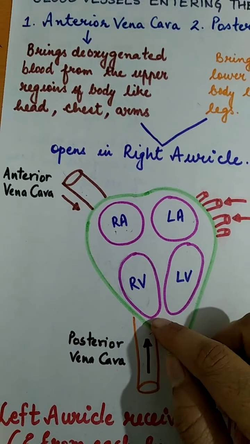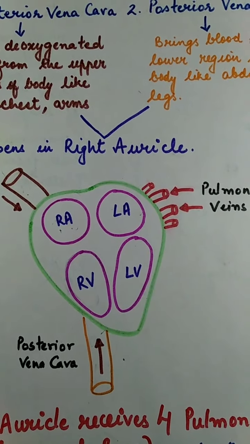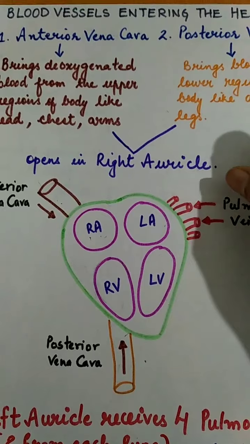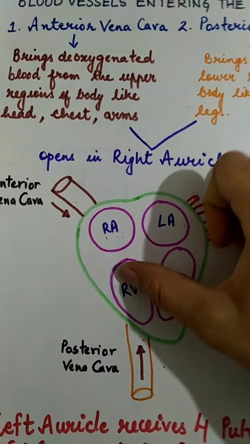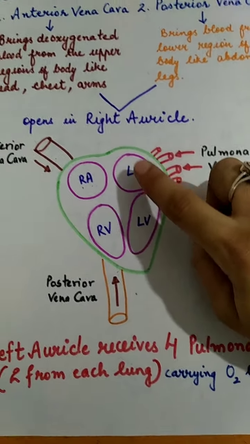Thus posterior vena cava is also opening in the right auricle, because ventricles do not receive any opening from outside. They just receive blood from the respective auricles, not from any other blood vessel. Then comes the left auricle.